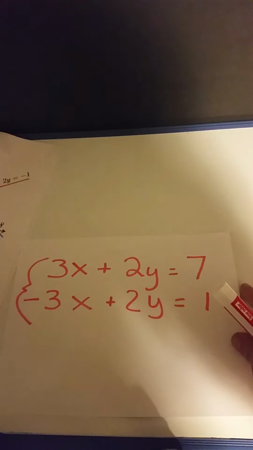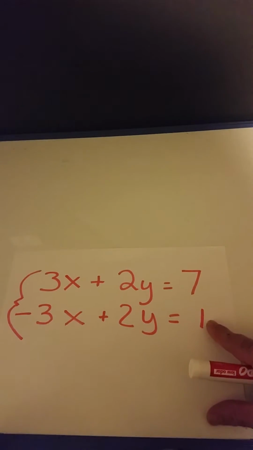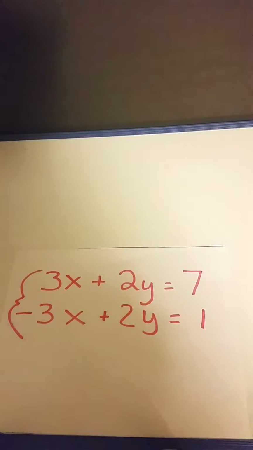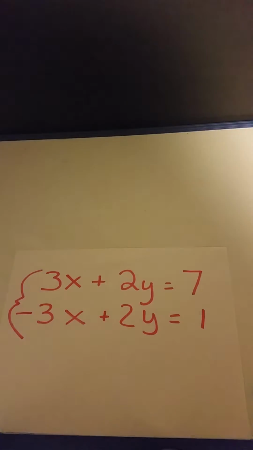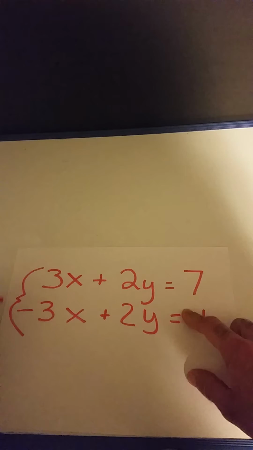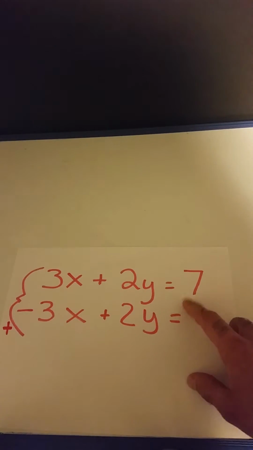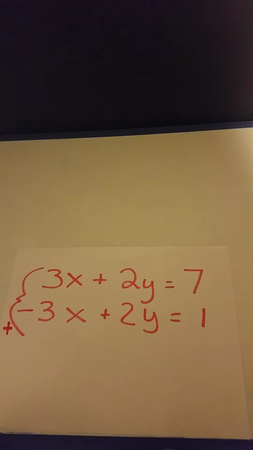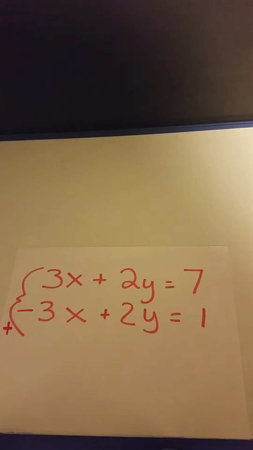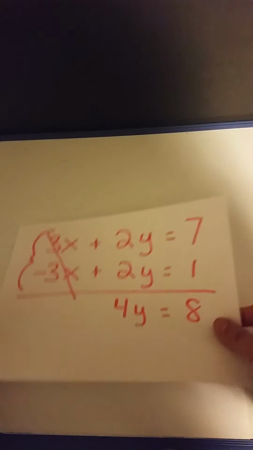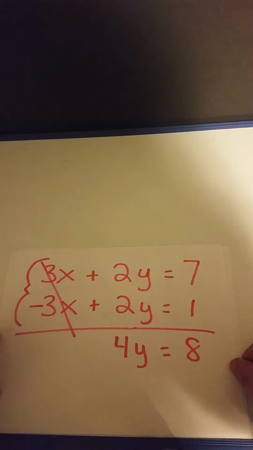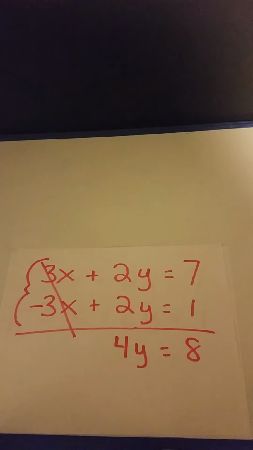So let's look at one using the elimination method. Here we have 3x plus 2y equals 7, and negative 3x plus 2y equals 1. With a system of equations, we initially start by adding them. If we look at these equations, we can eliminate the x right away, because 3x plus negative 3x cancels each other. So we can eliminate the x, and we can add the y's together. We have 2y plus 2y equals 4y, and 7 plus 1 is 8.